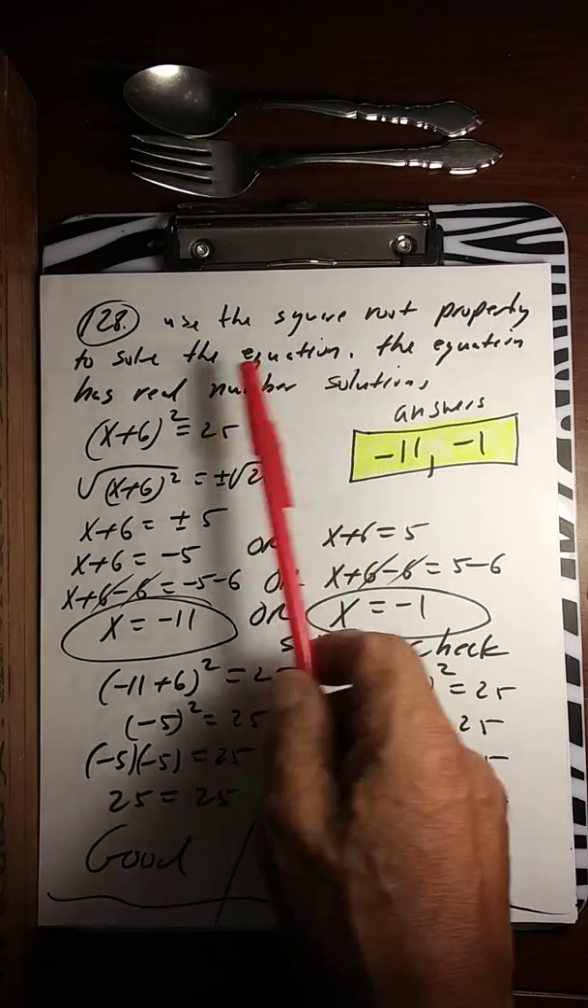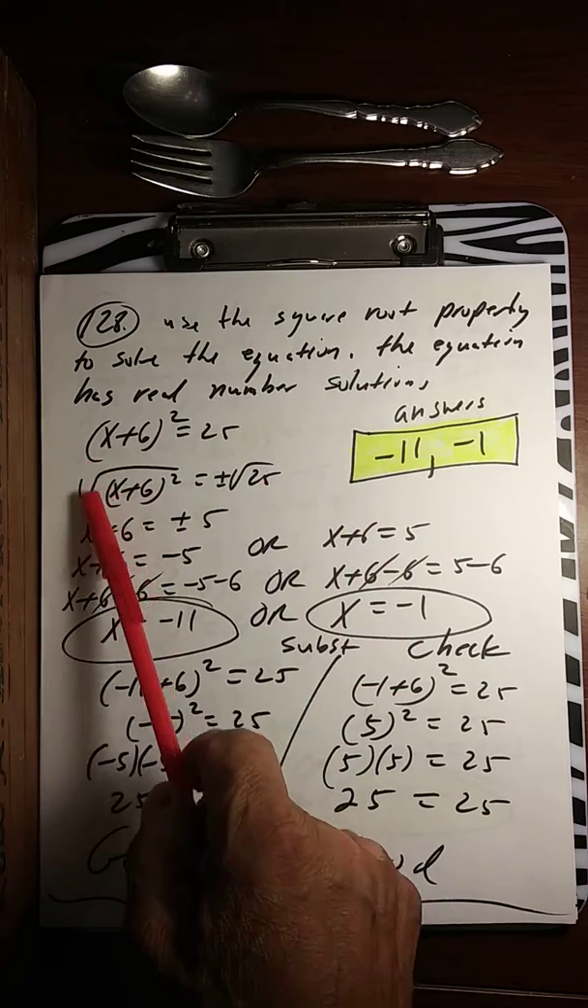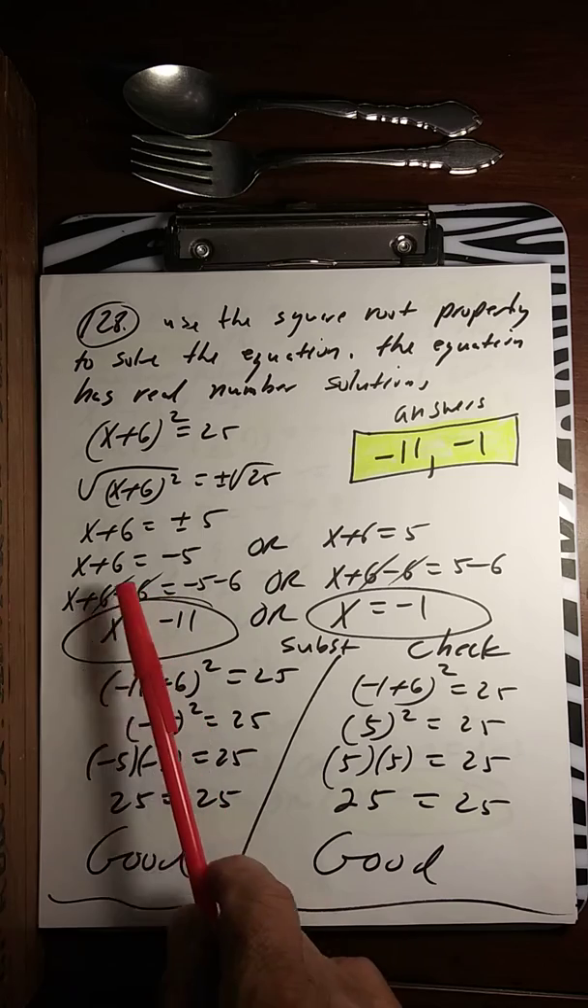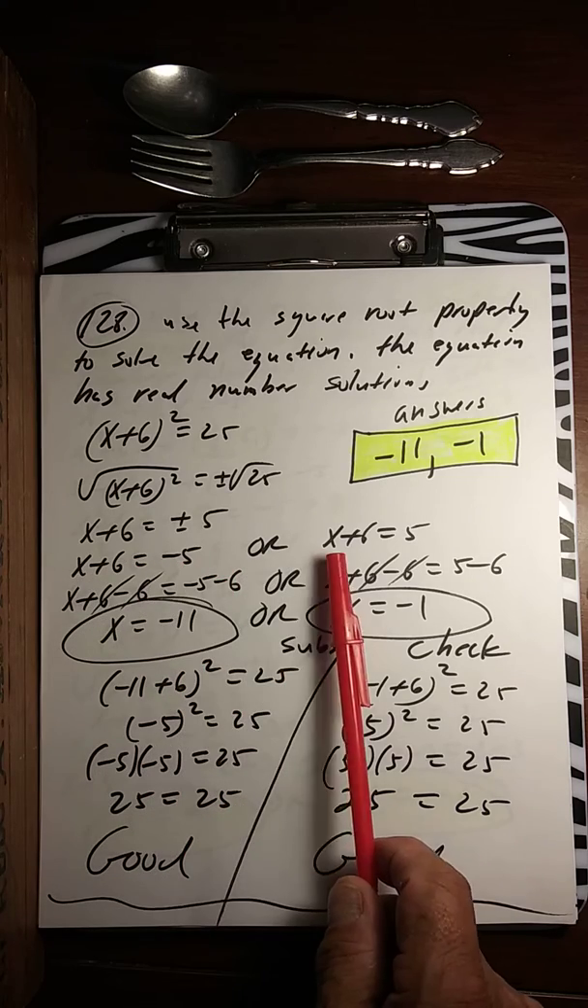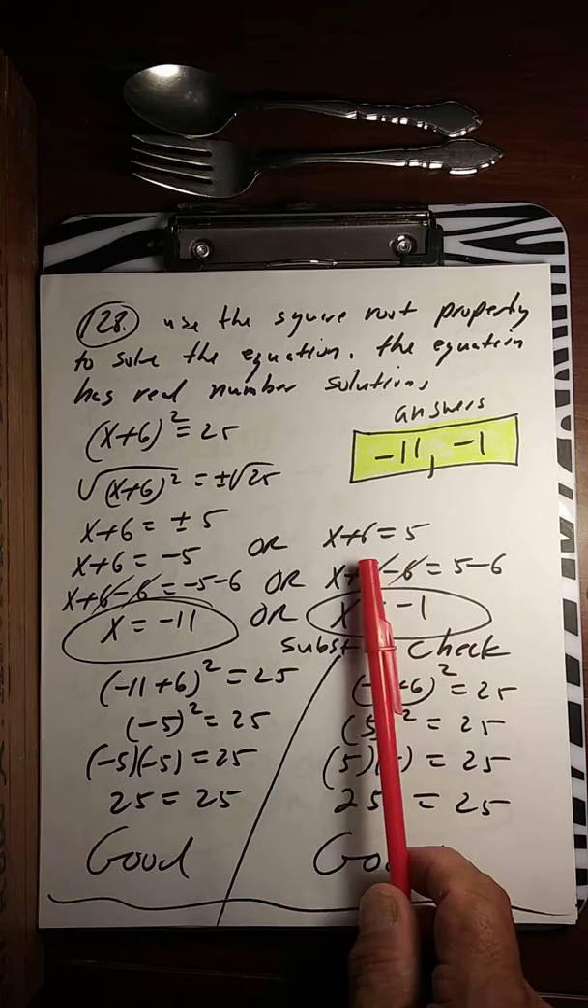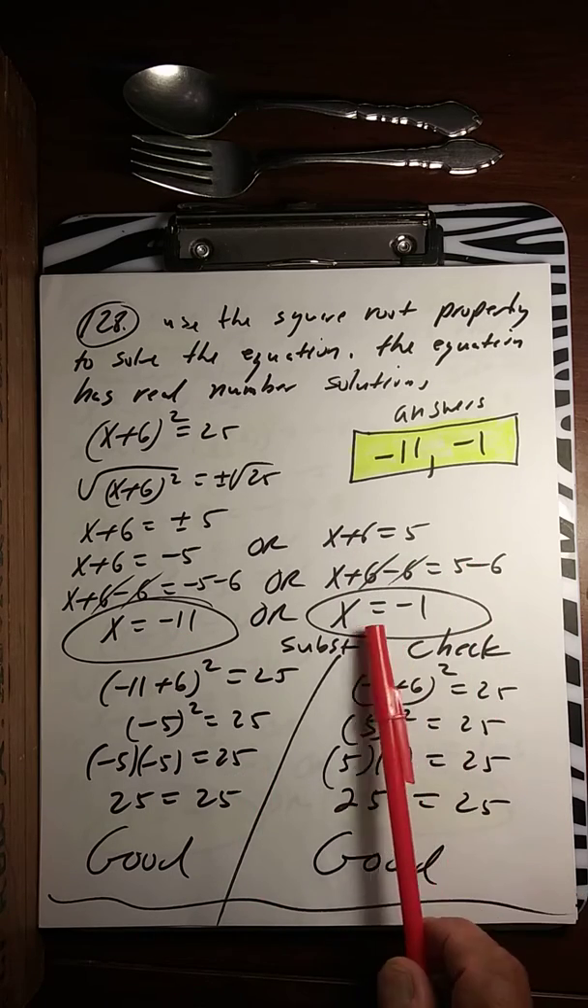Use the square root property to solve this equation. Take the square root of both sides. This is going to be x plus 6 equals plus or minus 5. x plus 6 equals negative 5, or x plus 6 equals 5. Minus 6, so x is minus 11. Or minus 6, x equals negative 1.